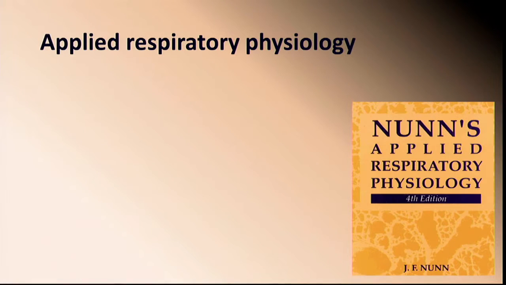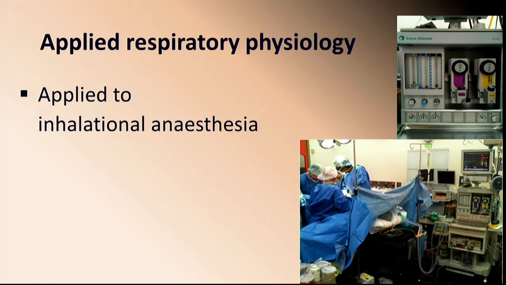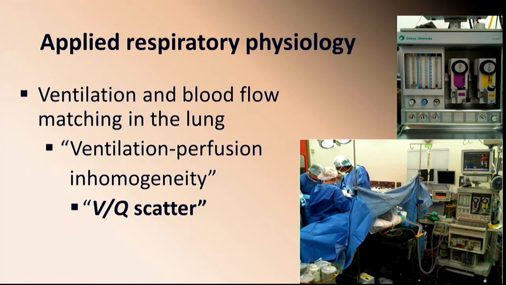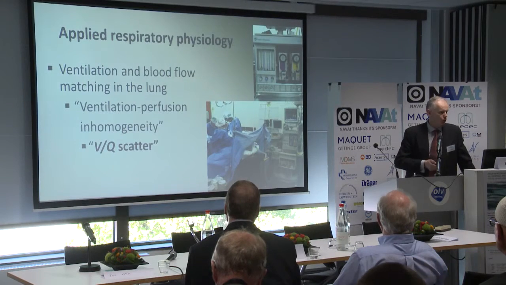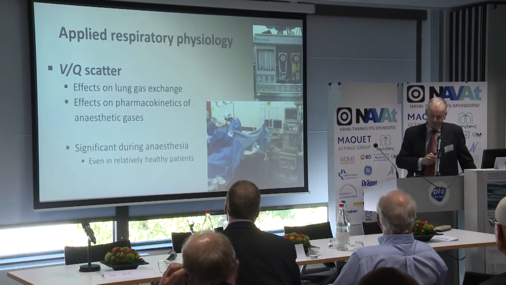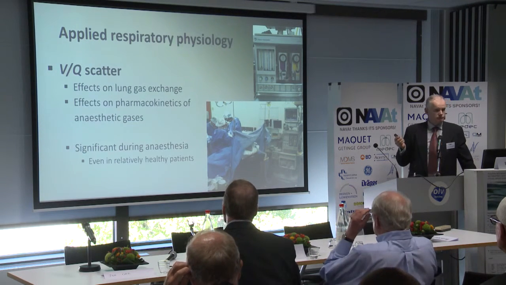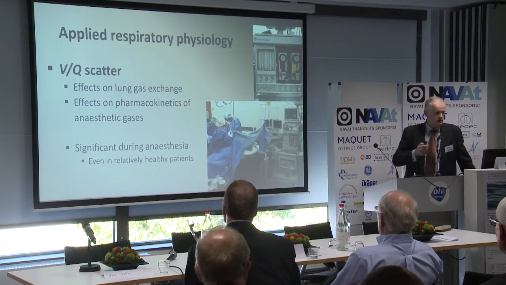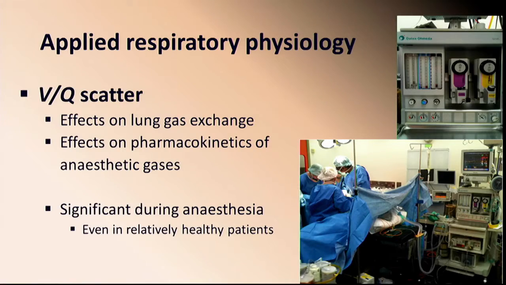Well, when worlds don't collide. This is going to be a bit of a wander through 20th century history along the way. But essentially what I'm talking about here is some applied respiratory physiology, in particular applied to inhalational anaesthesia. And specifically I'm going to talk about ventilation and blood flow matching in the lungs. The technical term for this is ventilation perfusion inhomogeneity, but I prefer to call it VQ scatter because it's much easier to say.